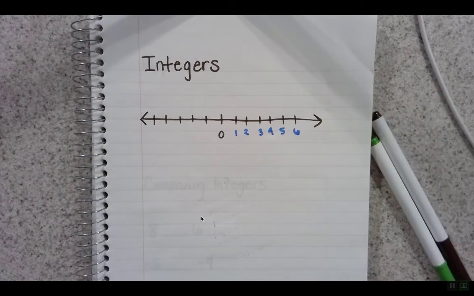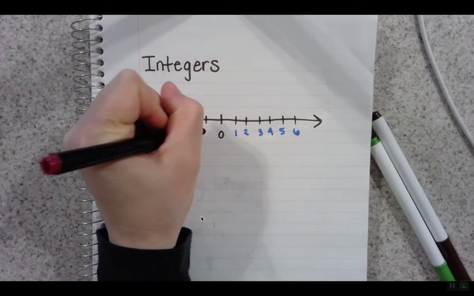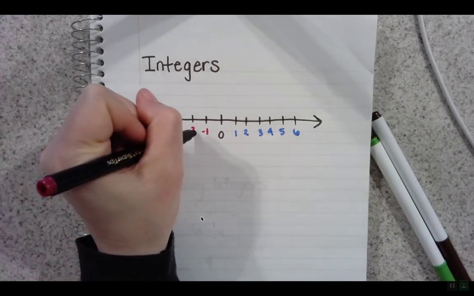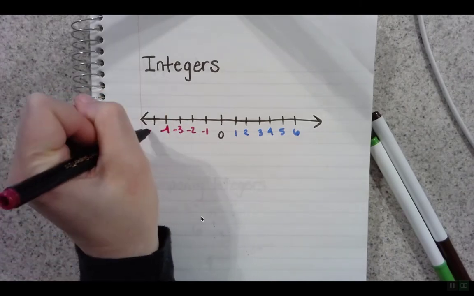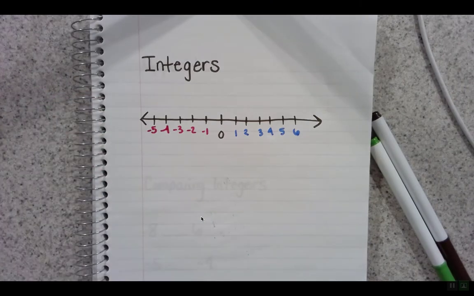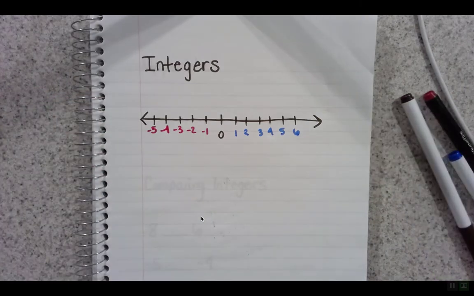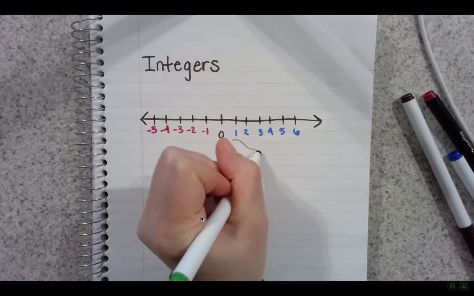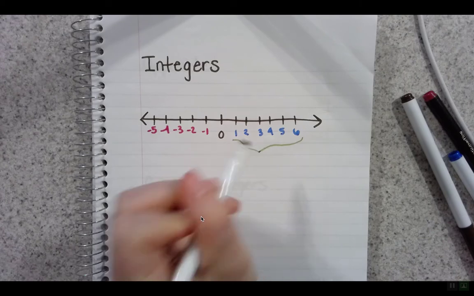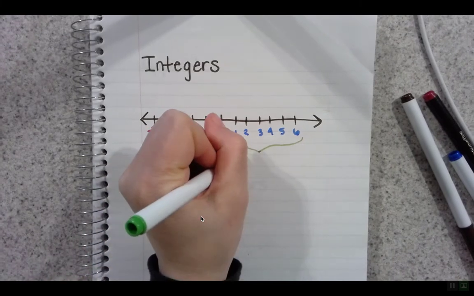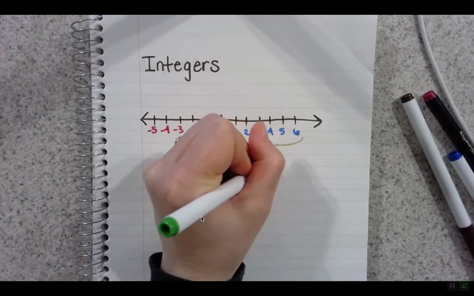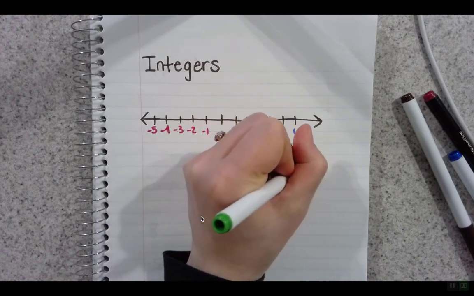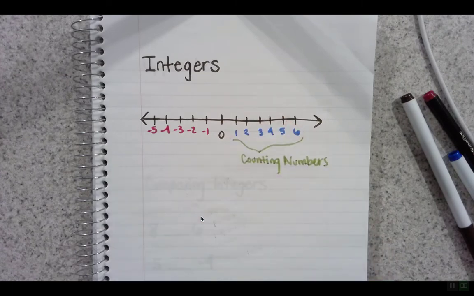Okay, the numbers on the left side of 0, hopefully you know, those are where we have some negatives. -1, -2, -3, -4, -5. So when you are in elementary, you mostly stay on the right side of the number line. All the numbers on the right side of the number line, these are called the counting numbers. The counting numbers start with 1 and then go on and on and on.